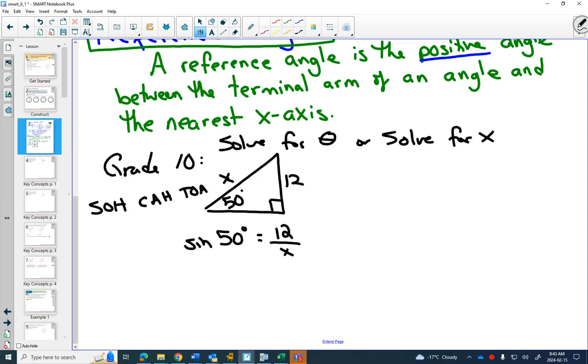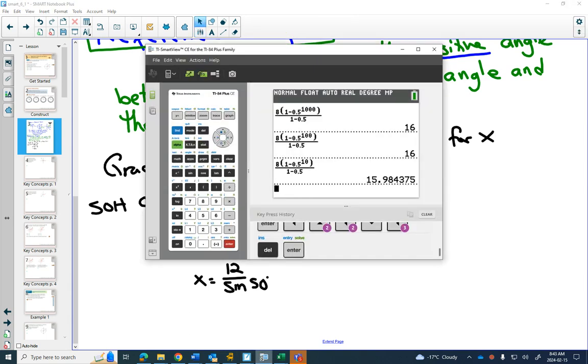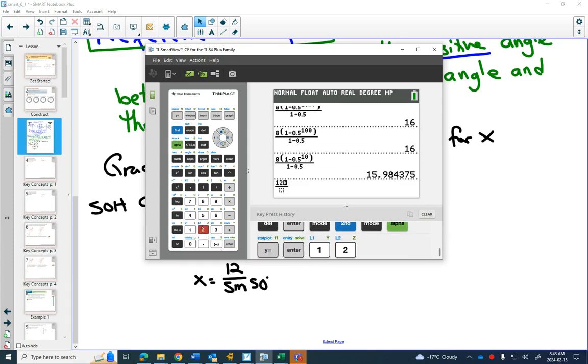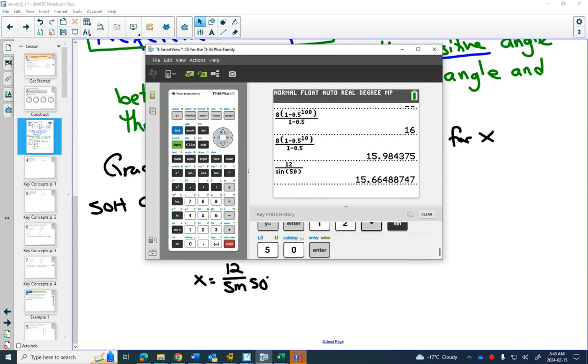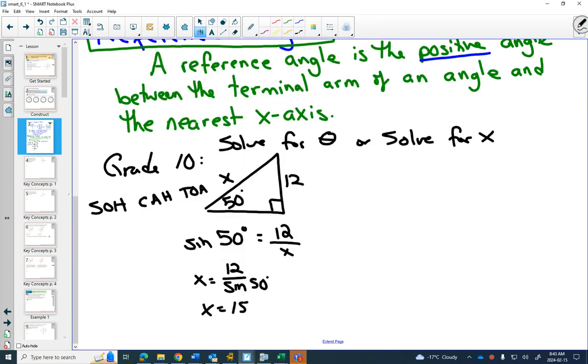And now we just do algebra. Go to our calculator. 12 divided by sine of 50 degrees, and I get 15.6. Remember doing that in grade 10? And then you had questions where there was an angle.